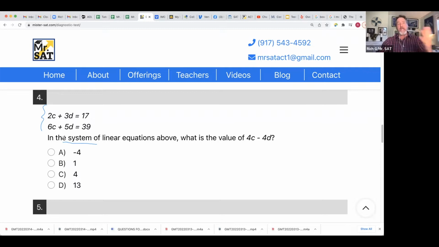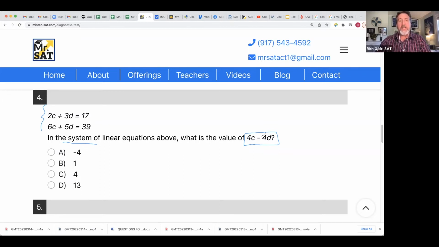All right. In the system of linear equations above, what's the value of 4c minus 4d? Now, you know we have got to box, underline, star, circle, whatever you want, what they are asking for, because you know you're going to come up with either a c or a d or a c minus a d, and they're going to have that trap answer waiting for you. So at the very end of the day, we're going to find out what 4c minus 4d is.